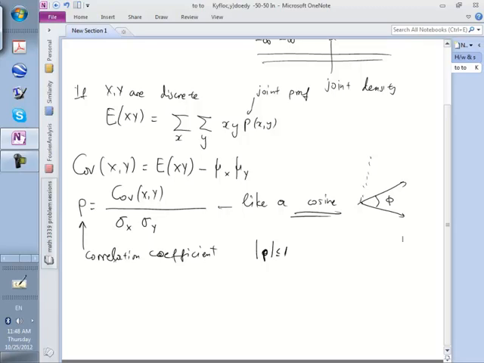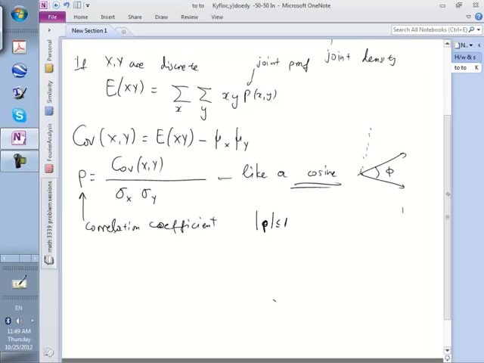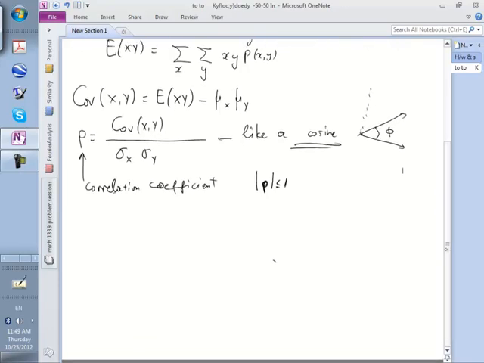Now, how do I calculate this? We'll do it in an example, and in the process of doing this example, I will also solve the problem that you had in one of the homeworks.